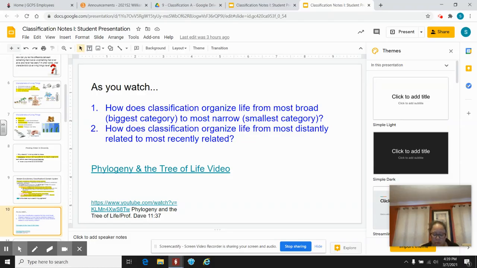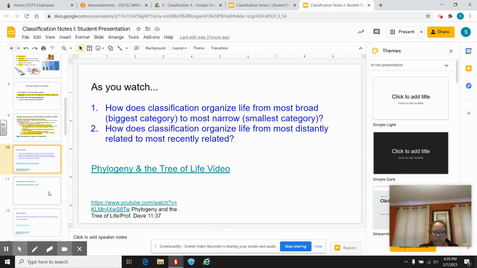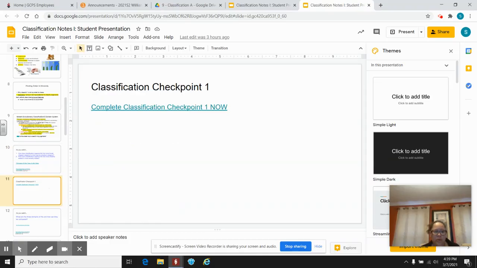And when you are done watching the videos, I'm not kidding, watch the video, come back here. You have a checkpoint to do, so click it and complete the classification checkpoint 1 now, and then come back. You have one attempt, and it's going in the gradebook.